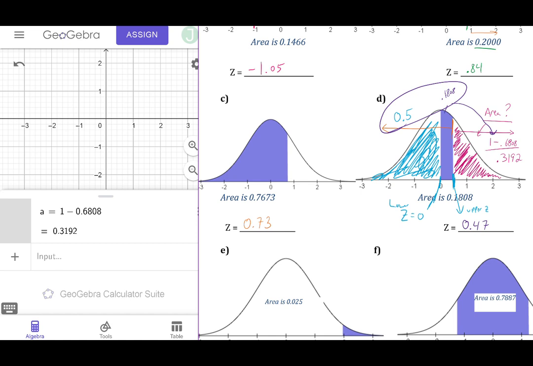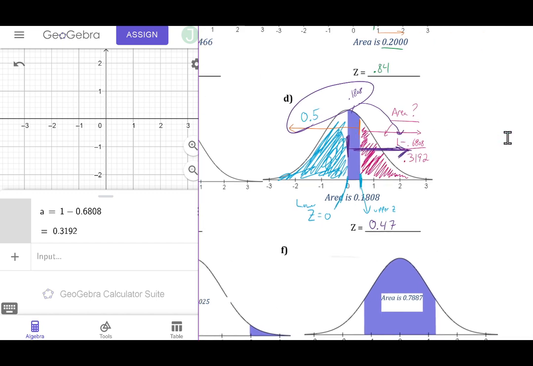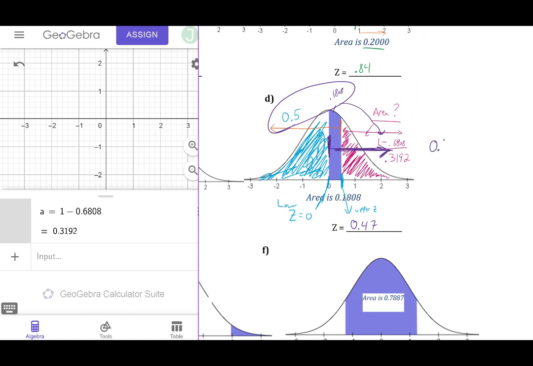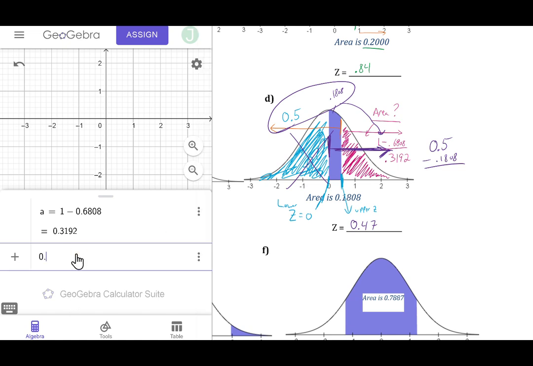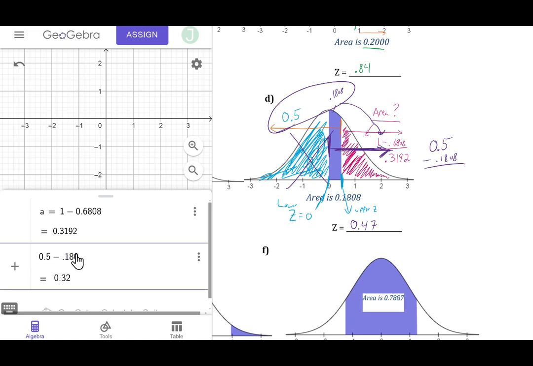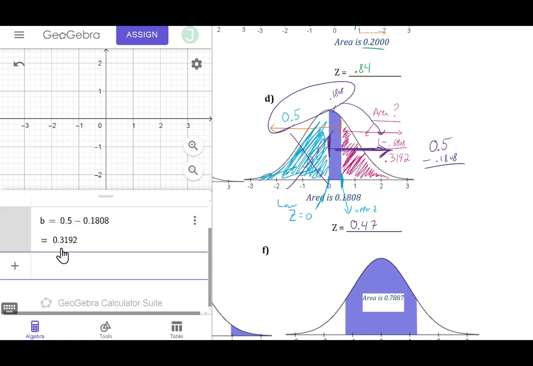But I also could instead, if I know that z-score of 0 is my lower bound, I know that I could also do half of the graph minus 0.1808. So kind of forgetting about the left side of this graph and just using 0.5 minus 0.1808. And I'll get the same area of 0.3192.